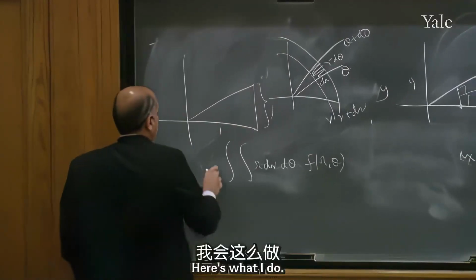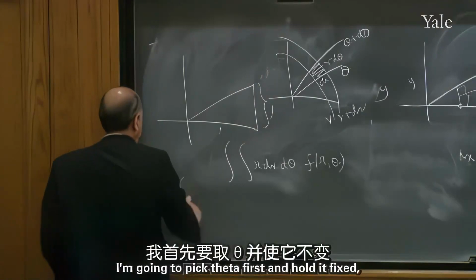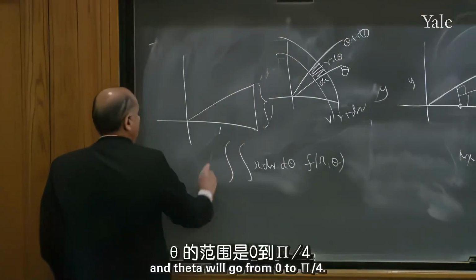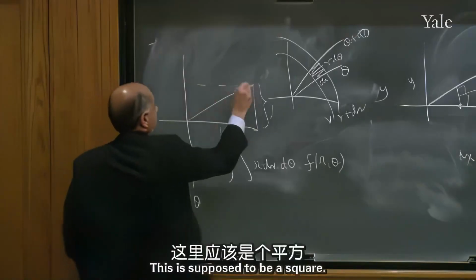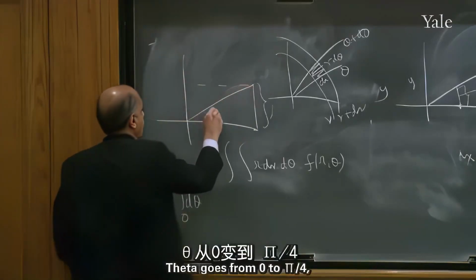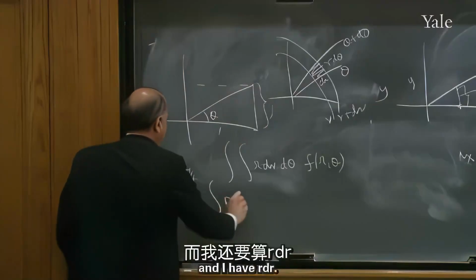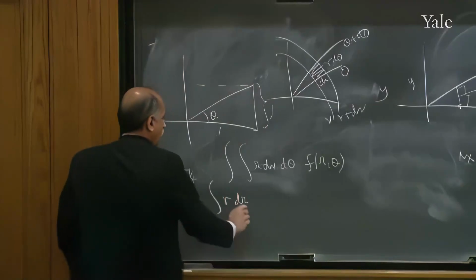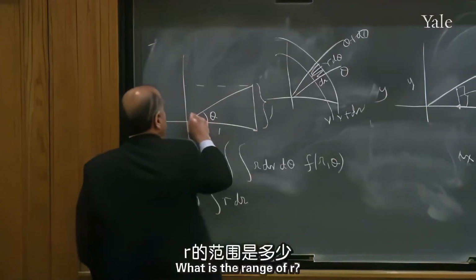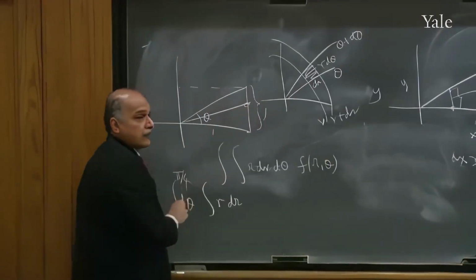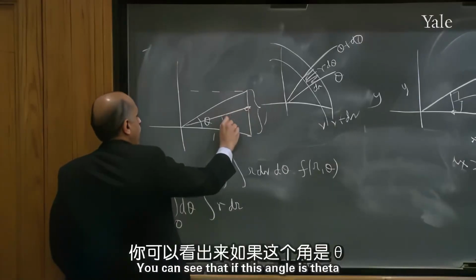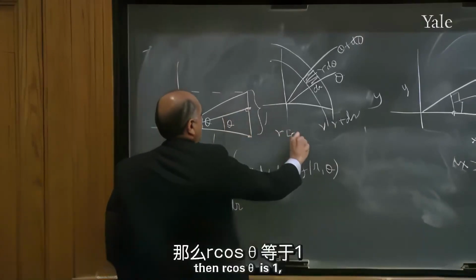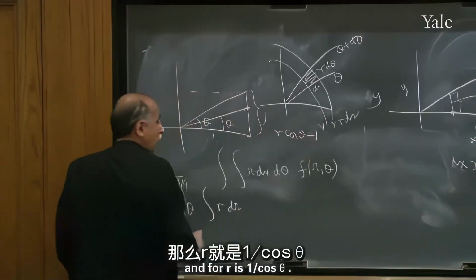Here's what I do. I'm going to pick theta first and hold it fixed. And theta will go from 0 to pi by 4. Can you see that? It's supposed to be a square. Theta goes from 0 to pi by 4. And I have r dr. What is the range of r? How far is this thing? You can see that if this angle is theta, then r cosine theta is 1. Therefore, r is 1 over cosine theta.